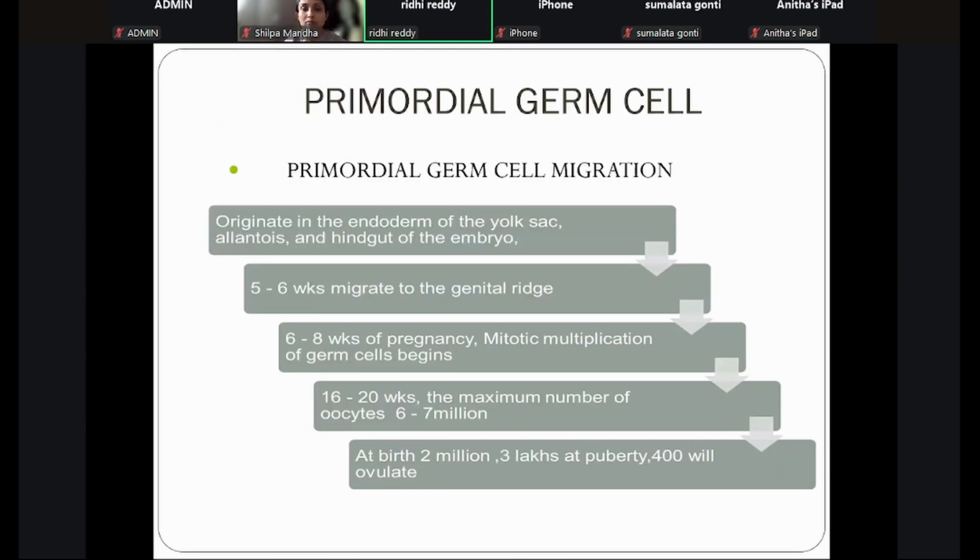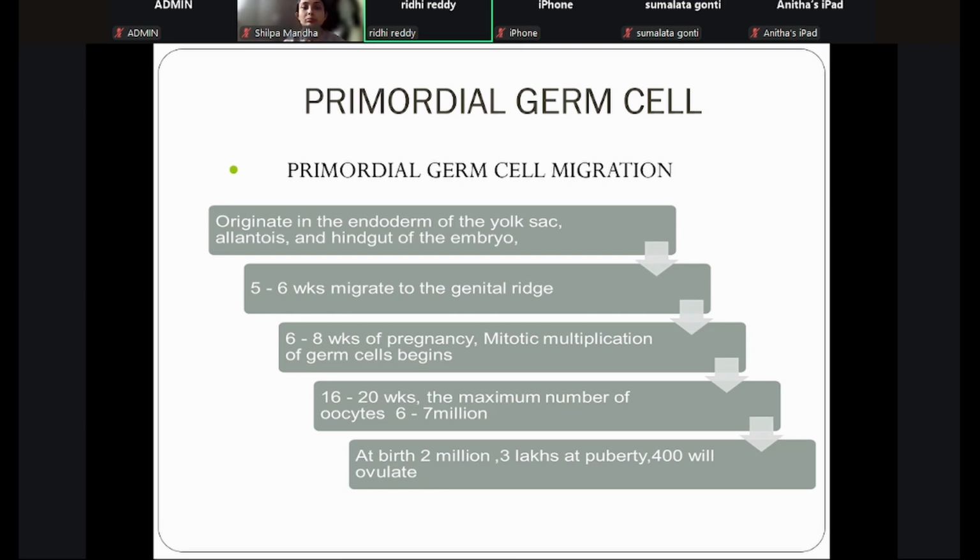So coming to the ovarian cycle, the primordial germ cells originate in the endoderm of the yolk sac and hindgut of the embryo. Then these primordial germ cells migrate to the genital ridge at around 5 to 6 weeks. Then during 6 to 8 weeks of pregnancy, mitotic multiplication of germ cells begins.